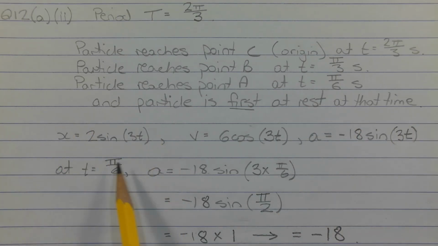Now the displacement equation is x equals 2 times sine 3t. To get the velocity equation, we differentiate the displacement equation with respect to time using the chain rule. So the velocity v is equal to 6 cos 3t. Differentiating the velocity v with respect to t, again using the chain rule, we get the acceleration a is equal to negative 18 sine 3t.